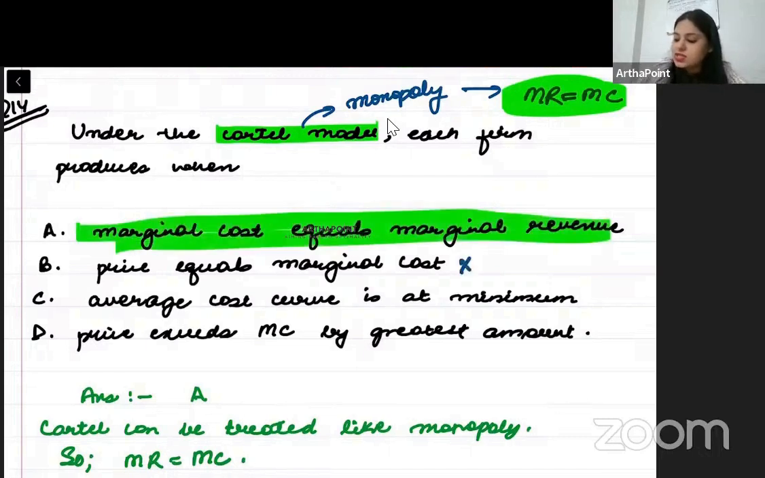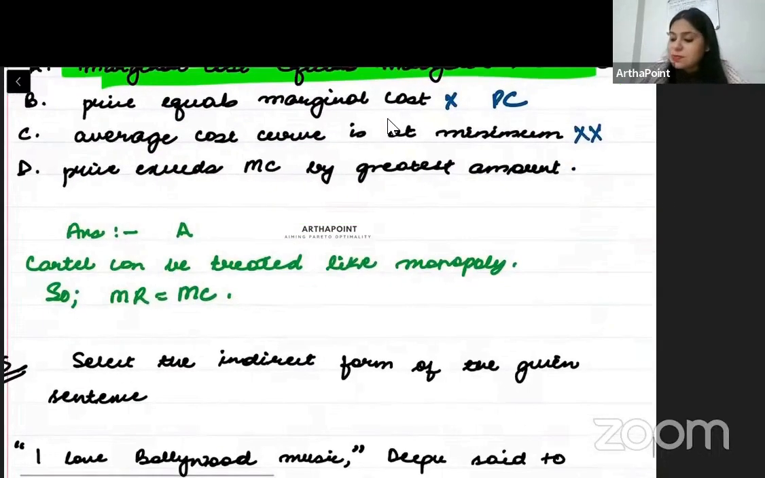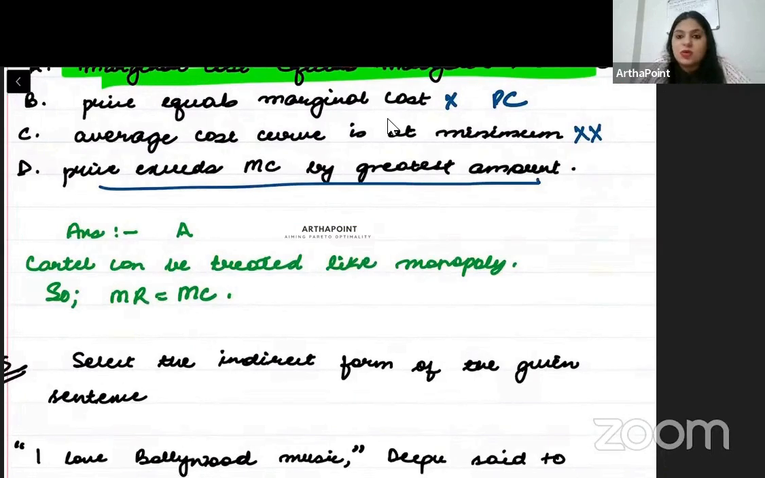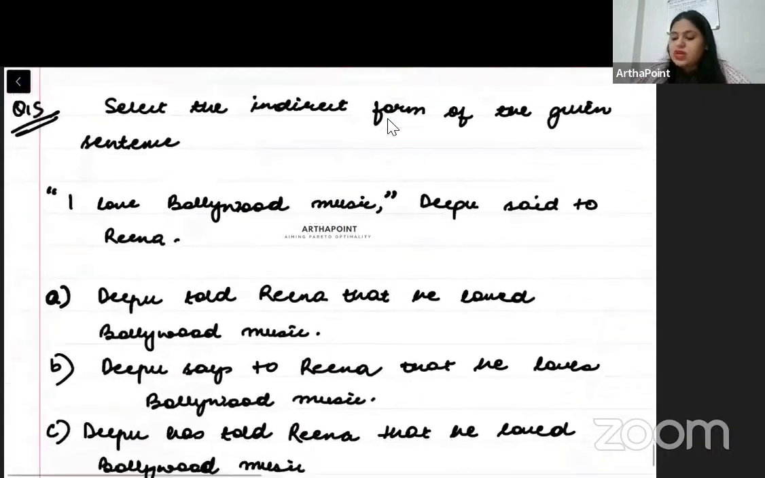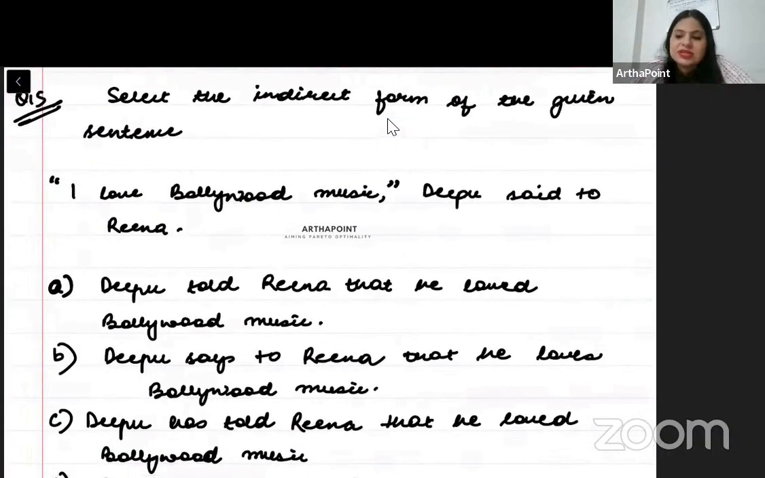This cannot be cartel. This is perfect competition. Average cost curve at minima, no. You are producing at much higher profit. And then this says price exceeds cost by largest amount. No, we need one quantity. And that is where MR is equal to MC. Okay, come to this. This also comes a lot in exam.